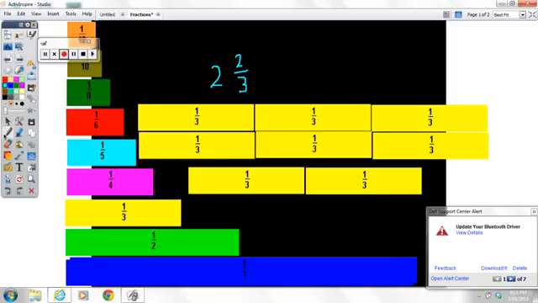And I ask myself, well, what would this look like as an improper fraction? All I would do is count the total thirds that I have. I have 6/3 here, plus 2 more thirds. 2 2/3 as an improper fraction would be 8/3.